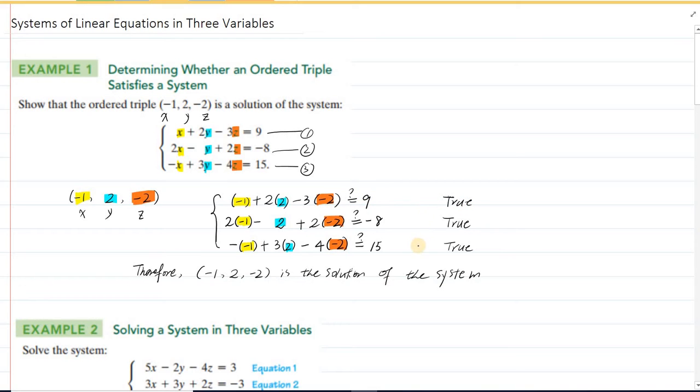You're doing the same thing for the rest of them, and make sure all of them are true. Then we say, therefore, the ordered triple is the solution of the system. Okay, that is example 1.